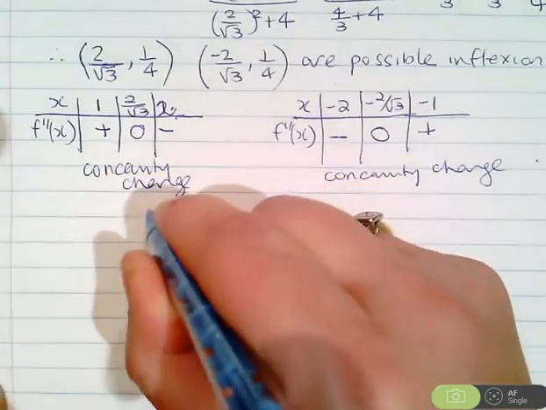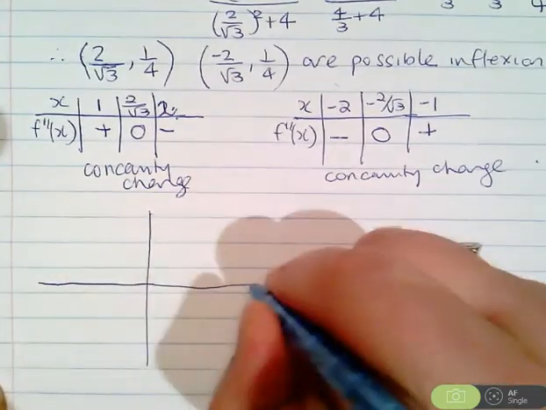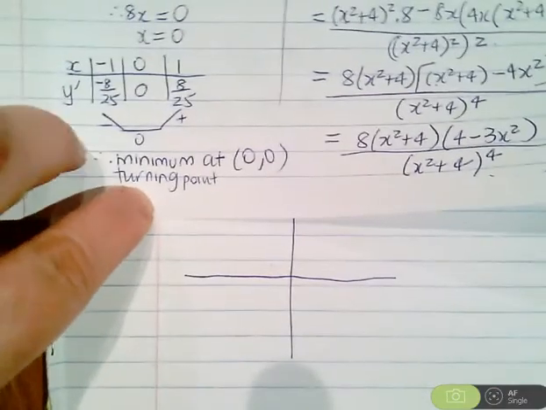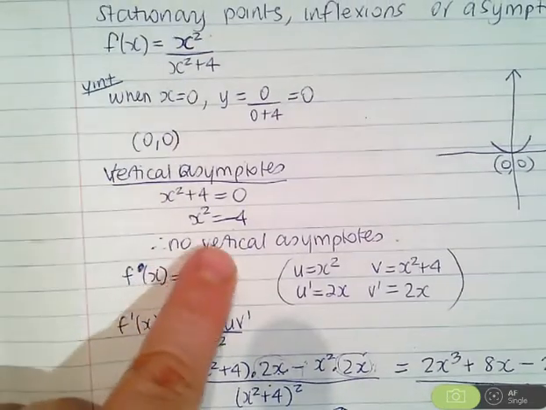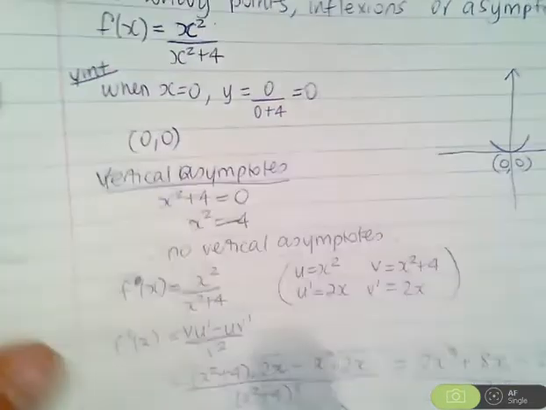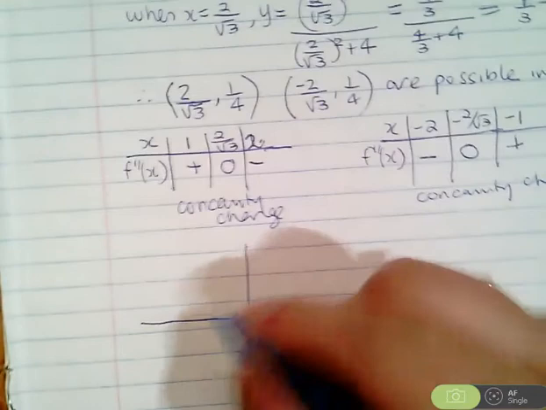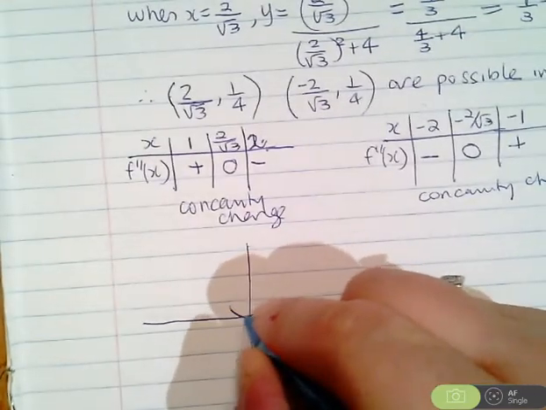So what we've got, I'm just going to start drawing it. We know that we had a minimum, going back to the question, we've got a minimum at 0, 0. Looking at the original question, there were no vertical asymptotes, and we had a minimum at 0, 0. And that was confirmed here as well, that we've got a minimum at 0, 0. So let's start drawing a minimum at 0, 0.